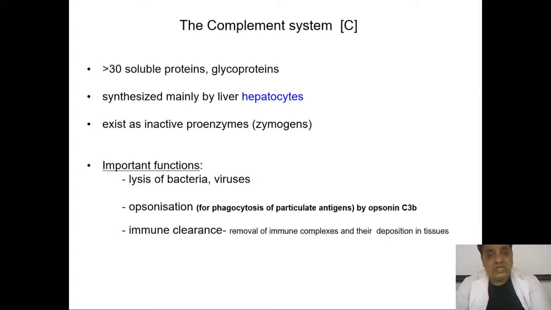Then you have a whole armamentarium of the complement system, which you have studied in your earlier year. These are more than 30 glycoproteins produced by the hepatocytes of the liver. They exist as zymogens or proenzymes, and they are activated to become active proteins. They are important for lysis of bacteria and viruses. They are important for opsonization, especially for particulate antigens, and the opsonin in this case, C3b, is the most important opsonin in this scenario. They are important for immune clearance, to remove immune complexes and to prevent their deposition in the tissue.